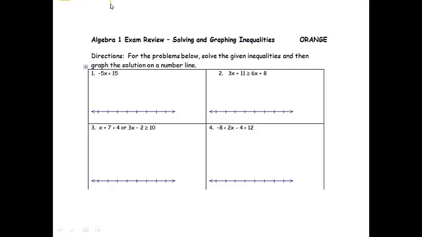Okay, problem 1 says negative 5x is less than 15. So to solve this, I'm just going to divide both sides by negative 5. And when I do that, I'll get x. And then 15 divided by negative 5 is negative 3. And I divided by a negative number, so I need to switch the less than to a greater than sign.